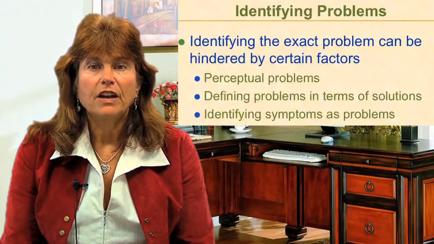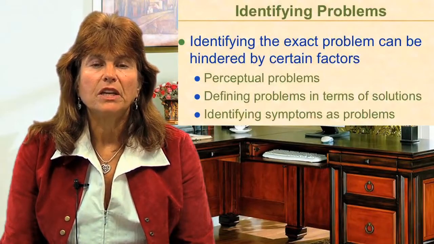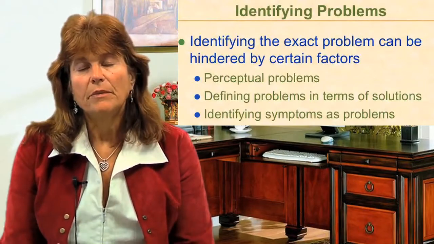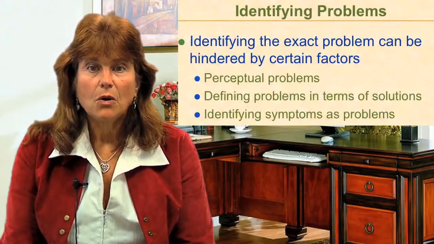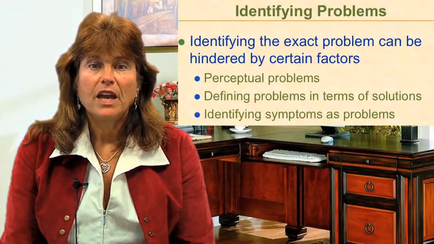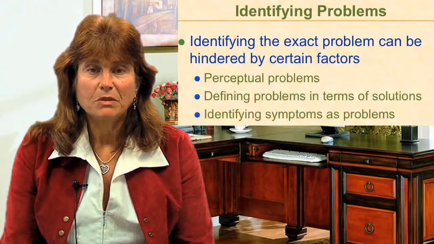And in identifying the nature of the problem, they can be hindered by things that we talked about in our last chapter on communication, about having perceptual differences, or we might already be looking at solutions before we're even looking at the problem. And we also might be identifying some of the symptoms as problems, and that might be inaccurate.